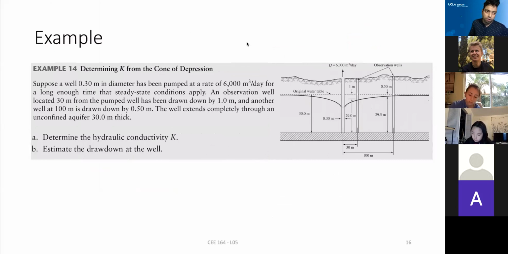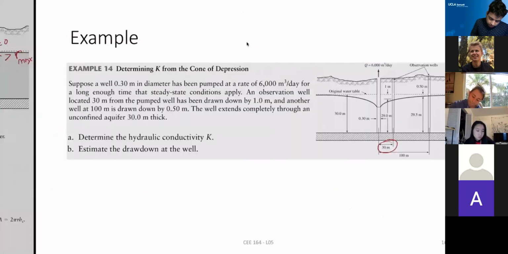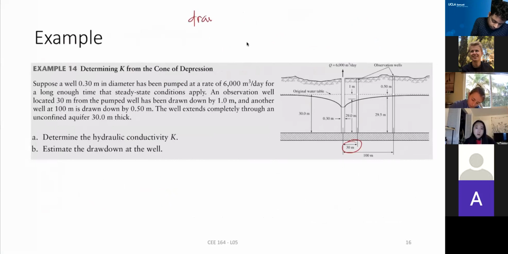An observation well located 30 meters from the pumping well, so that's written here, 30 meters, has been drawn down by 1 meter. So one of the terms here is drawdown. What is drawdown?